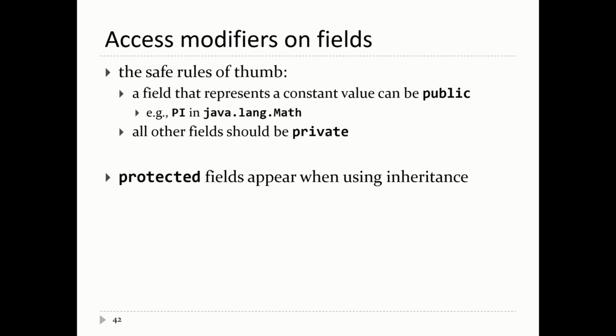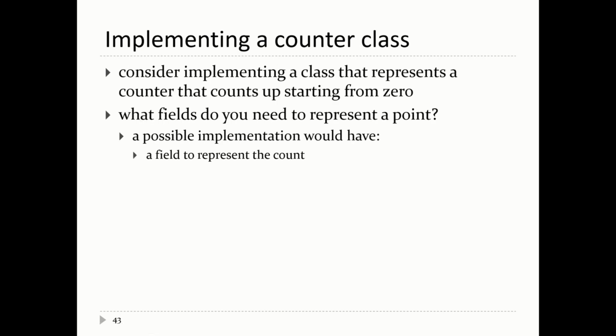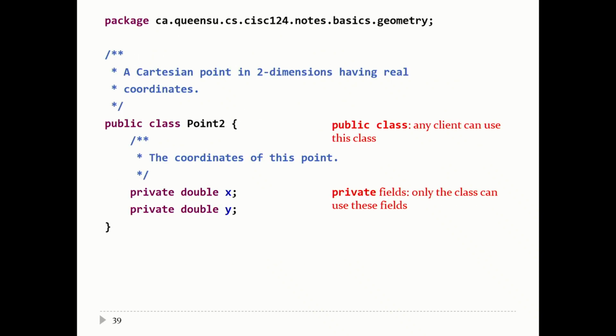It makes sense that the Math class defines a value called pi, and that everybody ought to be able to use it. Protected fields appear when we're using inheritance. So again, that's several weeks from now. Package private fields appear for another reason, and if I remember, I'll tell you what that reason is when we get to it. OK, so there's our Point2 class. Simple so far, I hope.